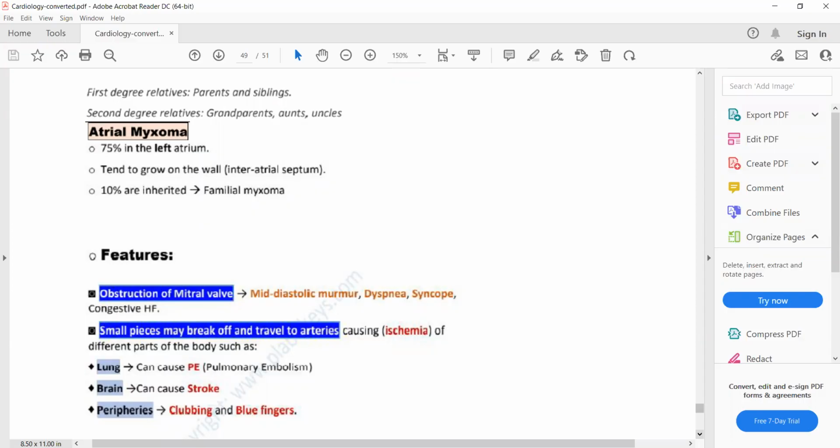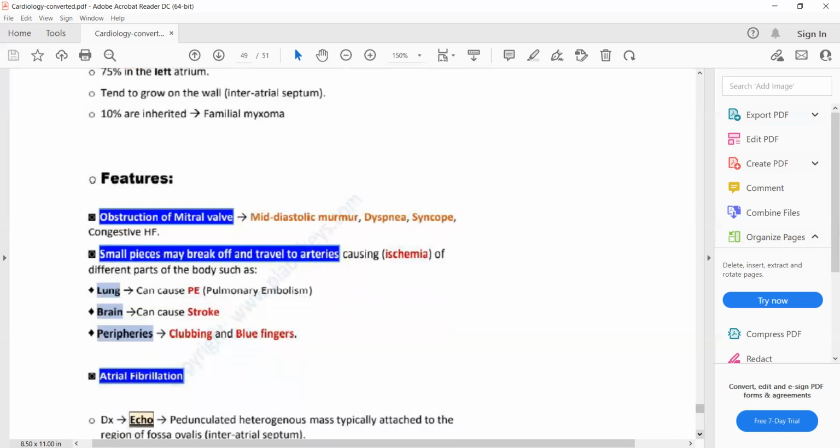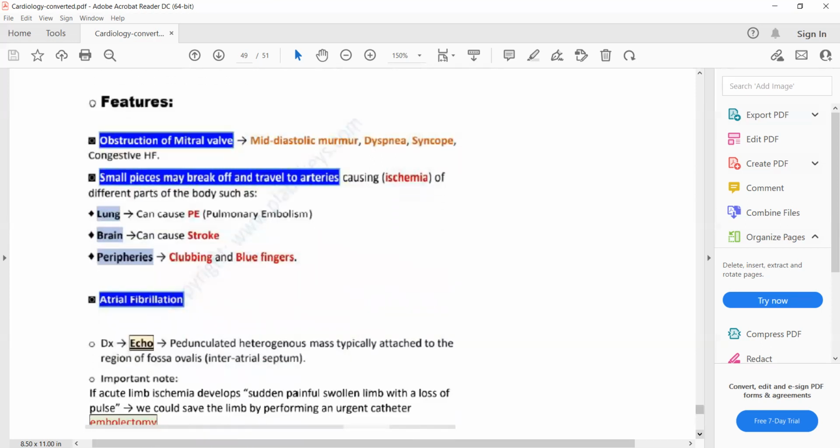Also, small pieces of this tumor can break off and travel to the large arteries, just like a clot can travel to the large arteries in atrial fibrillation. Similarly, in atrial myxoma, small pieces of this tumor can break off and travel to the arteries. If they travel to the brain, it will result in stroke. Travel to the peripheries can result in limb ischemia or finger ischemia. And if they travel to the gut, they can result in ischemic colitis, etc.